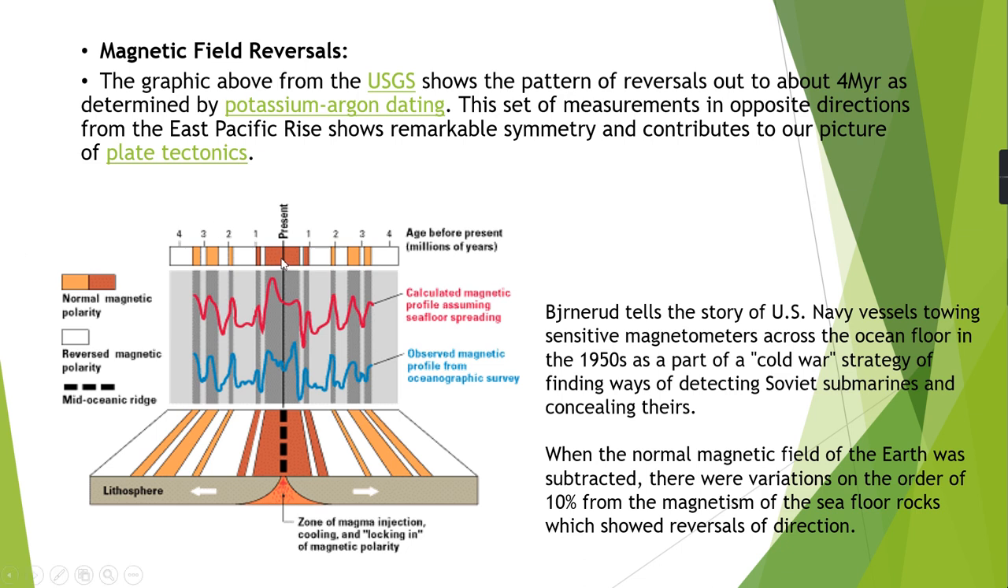This is the normal and reversed magnetic polarity symbol. This is the mid-oceanic ridge. This is the lithosphere, the zone of magma injection, cooling, and locking in the magnetic polarity. The red mark is the calculated magnetic profile assuming seafloor spreading. The blue color tells the observed magnetic profile from oceanographic survey.